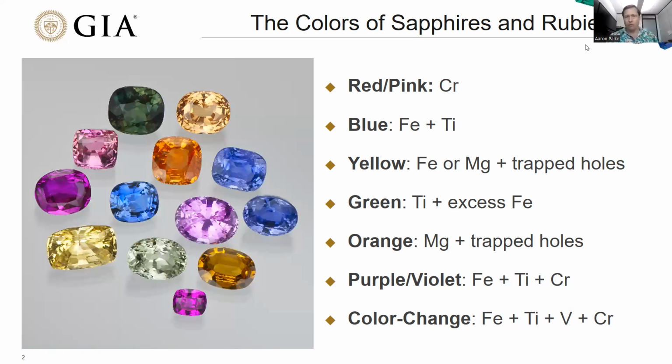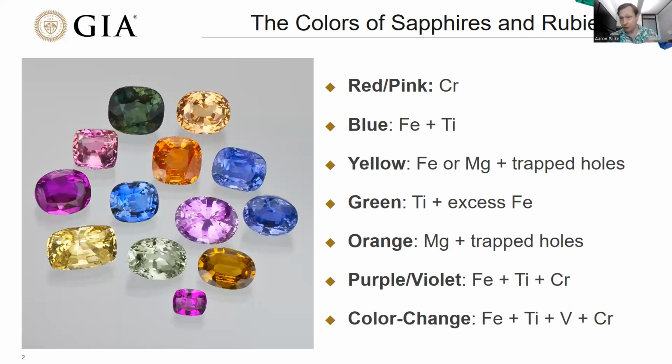And this is just a quick overview of the different causes of color in corundum. Ruby is colored red by the presence of chromium, and we're going to go over this all in more detail. We have blue sapphires that are colored by iron and titanium. Yellow sapphires are colored by either iron or magnesium, plus a so-called trapped hole, and I'll talk about what that means later. Then we have other colors with mixtures of different chromophores. Anything present in the gemstone causing color is called a chromophore.